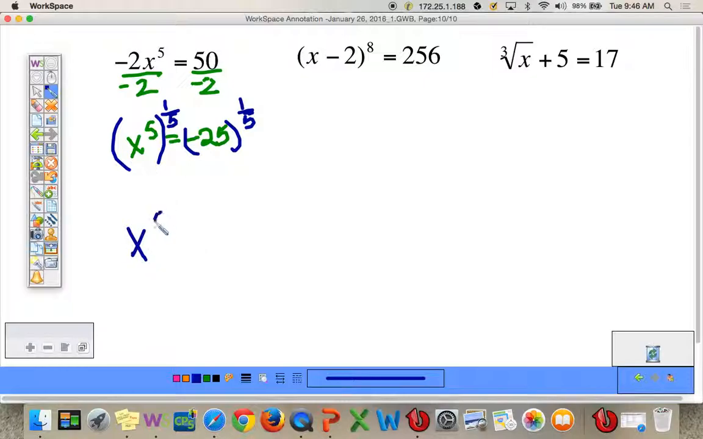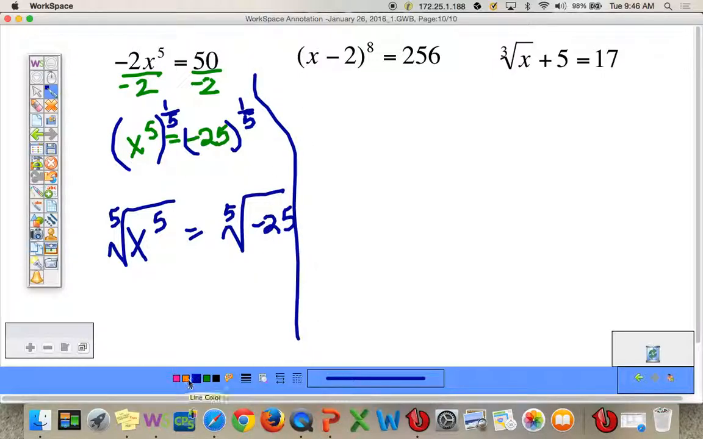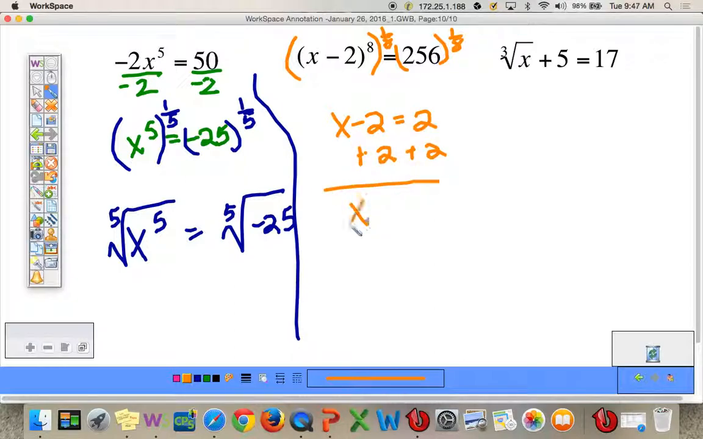Or some people like to take it to the 5th root, so another way you could do it is take it to the 5th root. And you could get your answer that way as well. For the next one, to get rid of the 8, you take it to the 1/8 power or to the 8th root. So take it to the 1/8 power. Or you can use this radical sign with the 8 in front. You have x minus 2 equals 2, and you add 2 to each side. Now remember, if you have your multiple choice test, you could take all your answers and plug in and see which side gives you 256.